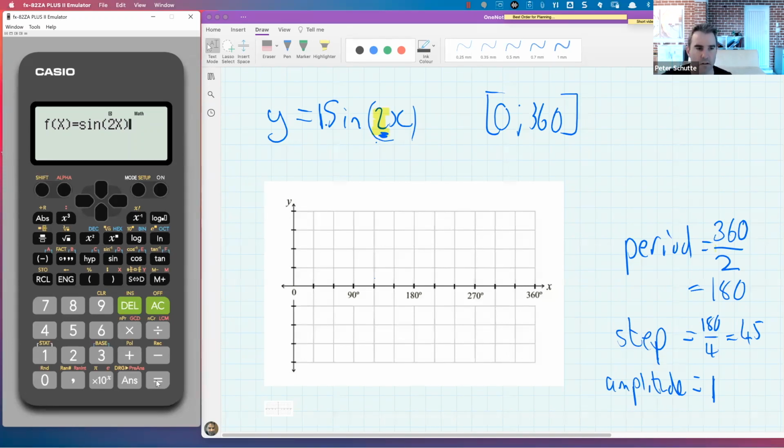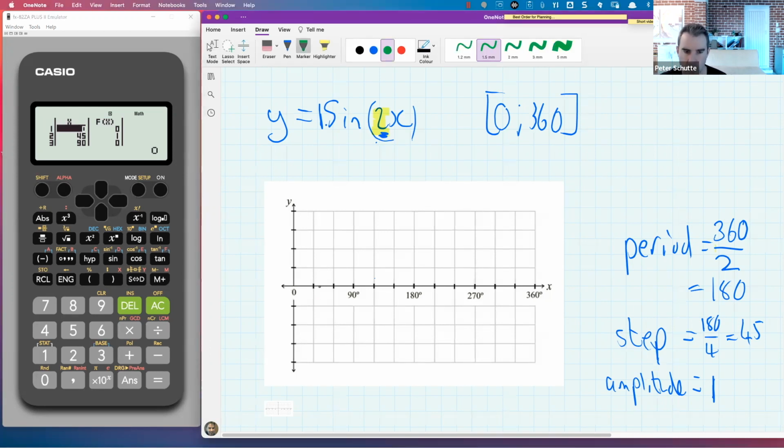So I'm going to hit equals, 0, 360. And the only difference is the step size. Then I get this. 45.